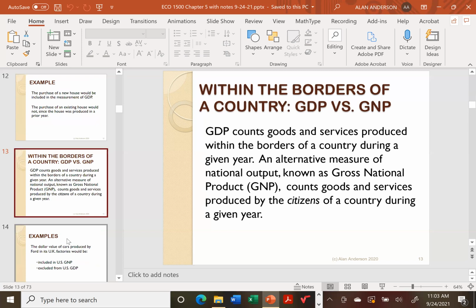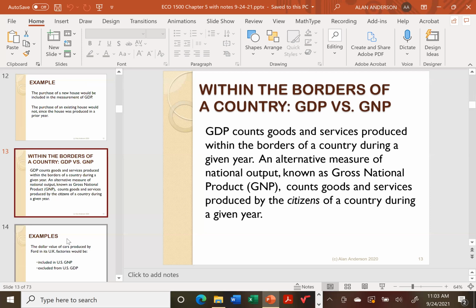Now, the borders part. GDP is focused only on what's going on within the borders of a country. It's not concerned with citizenship. So in other words, any product that's built within the borders of the United States, even by foreign companies, is being counted in US GDP. Now, of course, that means we're including foreign products within our GDP, but we're also leaving out American products that are being built overseas. So you're gaining and you're losing.